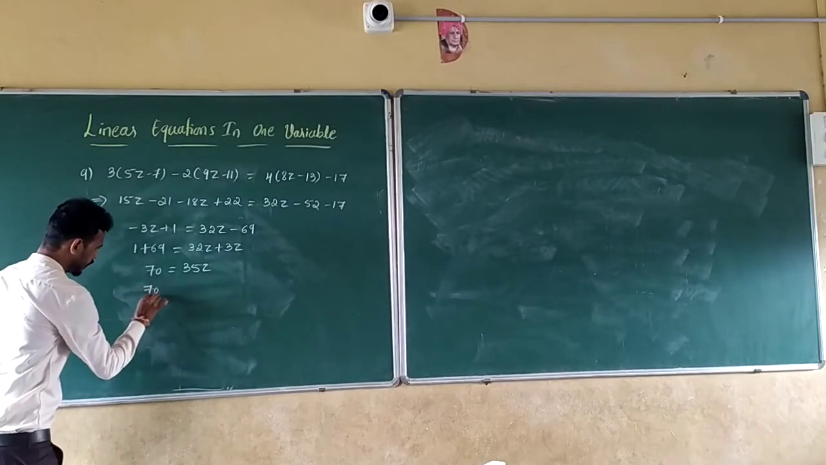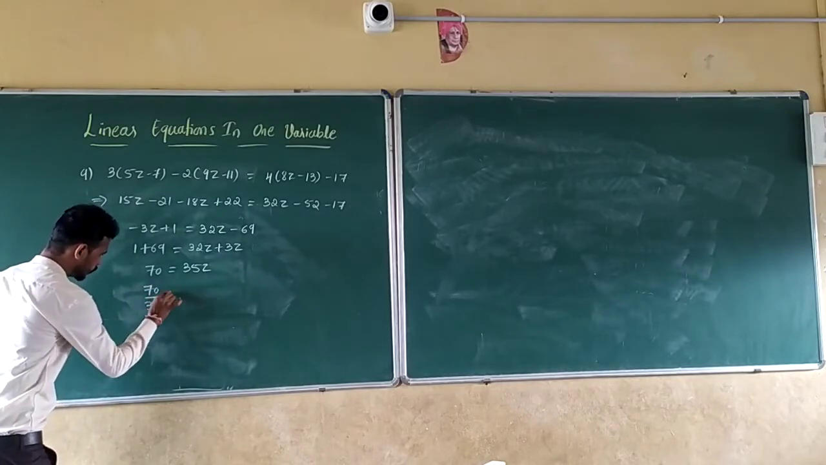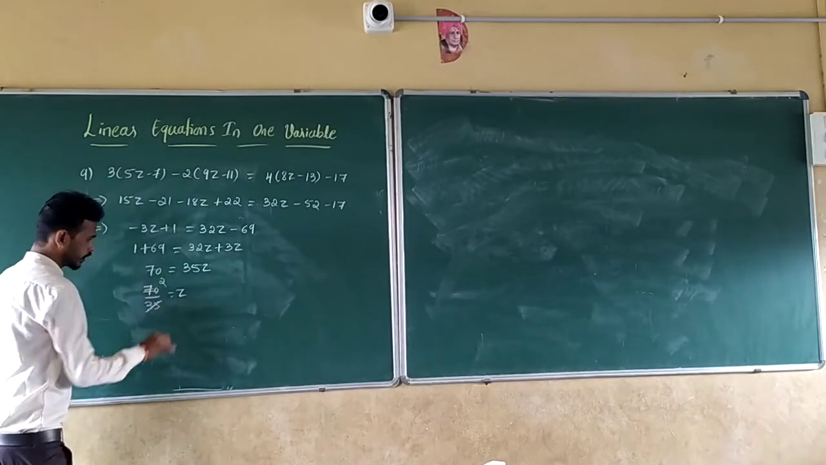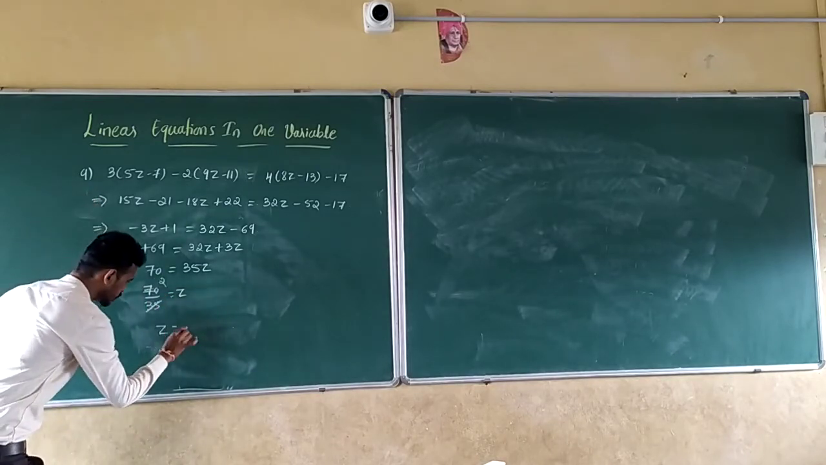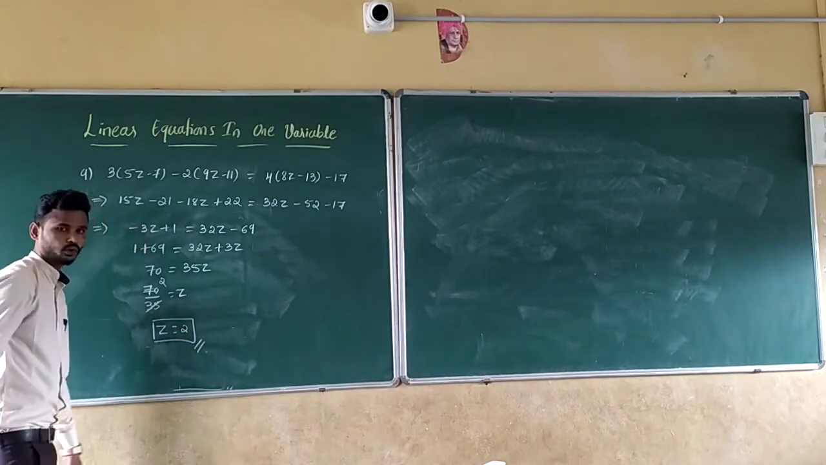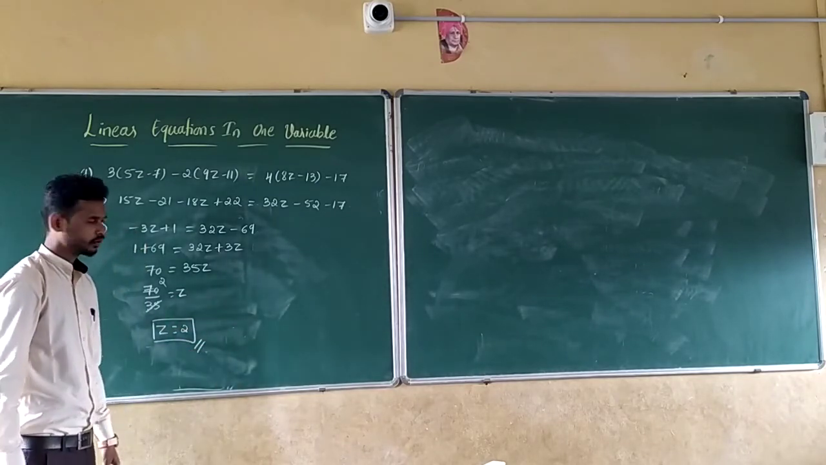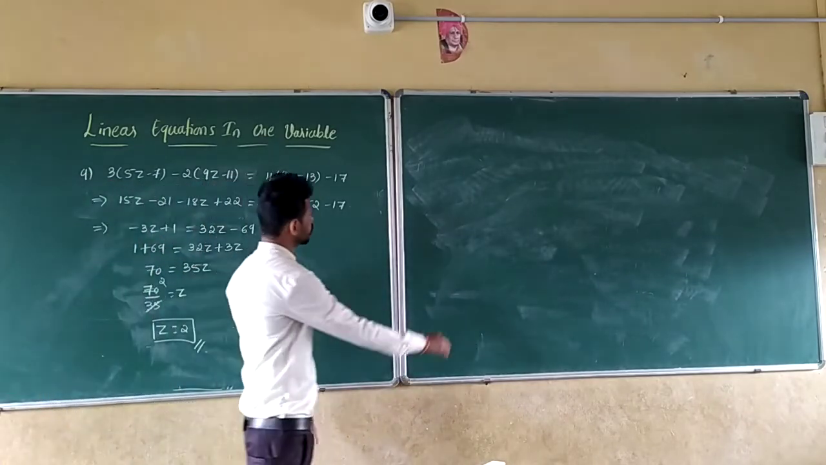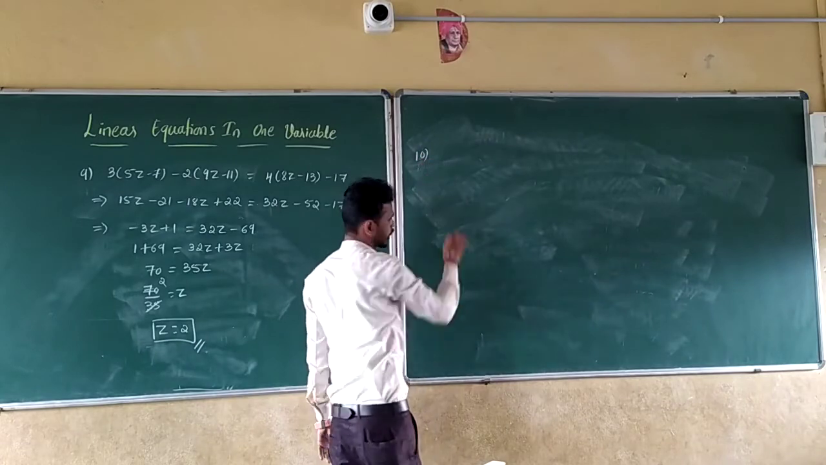So now 70 divided by 35, which is equals to z. So 35 1s are 35, 35 2s are 70, means z is equals to how much? 2. So this is about question number 9. So next is 10th question.